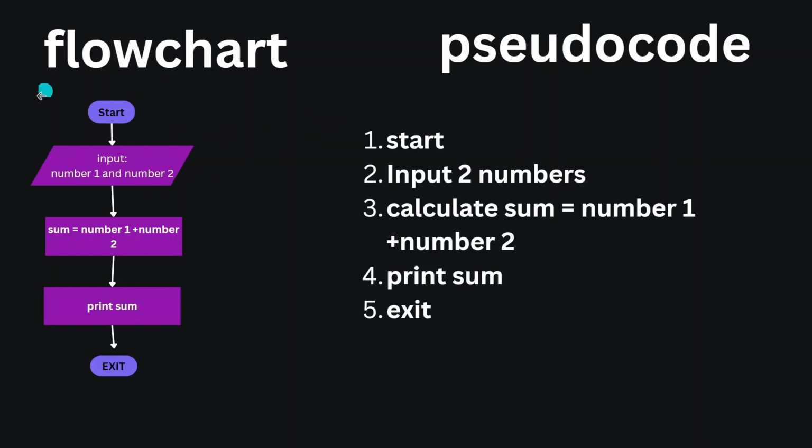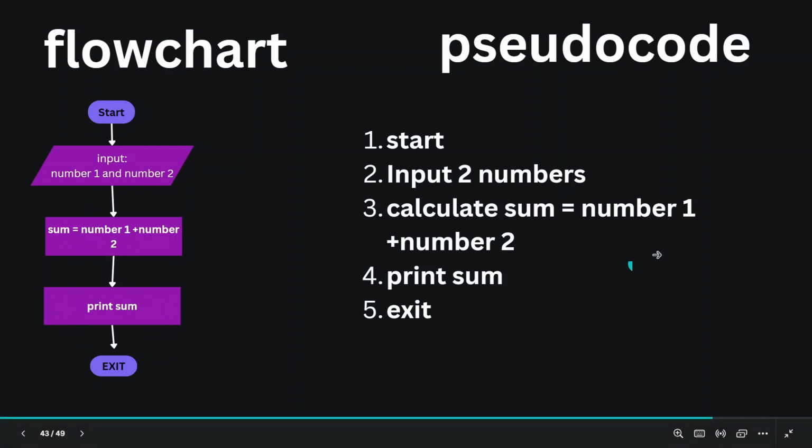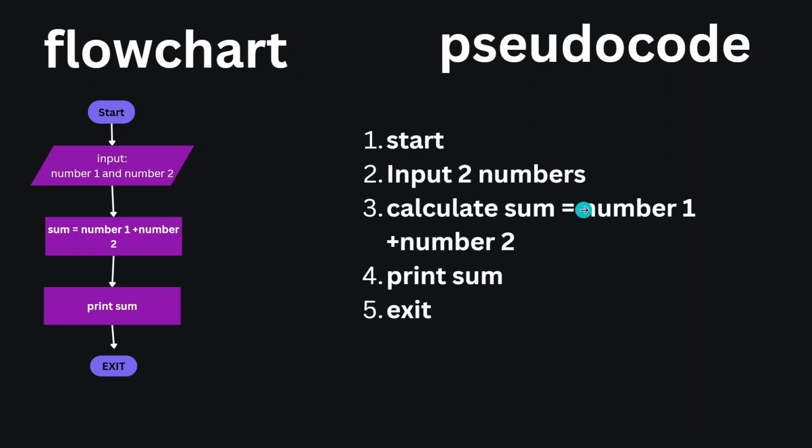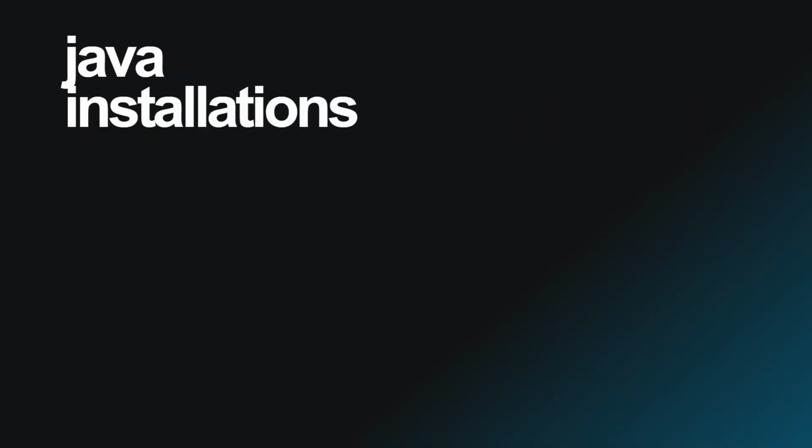Start, take two numbers as an input, and then sum it, number 1 plus number 2, then print the sum and then exit. So for pseudocode, we'll say number 1, step 1 is start, then input two numbers, then step 3 is calculate sum, which will be equal to number 1 plus number 2, then step 4 will be print sum and then exit it. So guys, now you understand how to code and how to give some instructions to a computer.